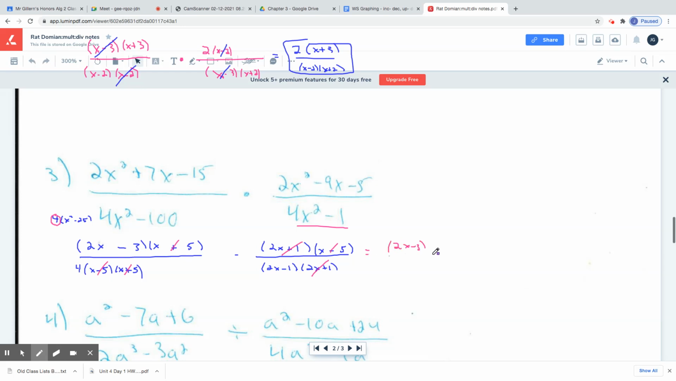I don't need to put that in parentheses. Don't know why I did. If you do, it's not a big deal. And then the only thing left on the bottom is 4 times 2x minus 1. So 2x minus 3 over 4 times 2x minus 1 is the answer. All right, any questions on that one?